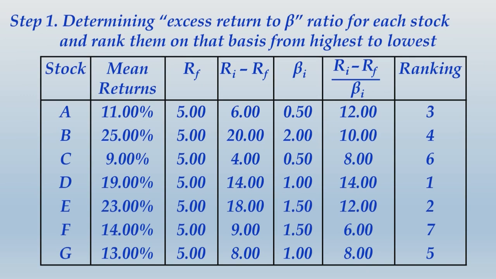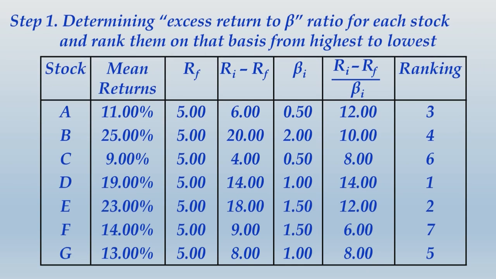Friends, I'm sure you would have written all this by now, and notice one thing. This is the first step. Now just ask yourself, if you are given a separate new question, will you be easily able to do this much of what you find in the solution by far? The obvious answer that would come up is yes. You are simply doing one thing. You are finding excess return to beta for each stock and ranking the stocks on that basis from highest to lowest. So this much I'm sure all of you can do easily.